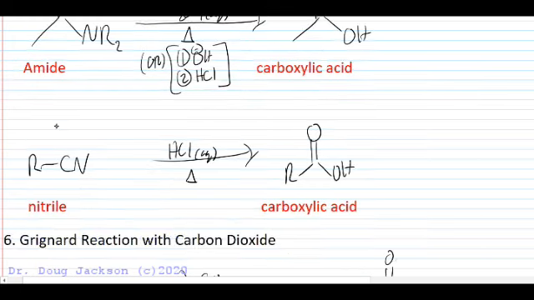We can also hydrolyze a nitrile, and acidic conditions only for this one. So a strong acid and heat and aqueous conditions will hydrolyze that nitrile to the carboxylic acid. Don't forget that the carbon of the nitrile is the carbon of the carboxylic acid that we see at the end.